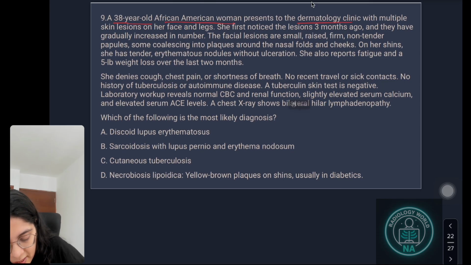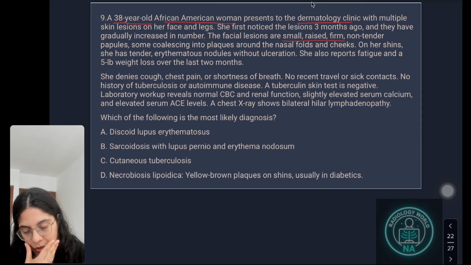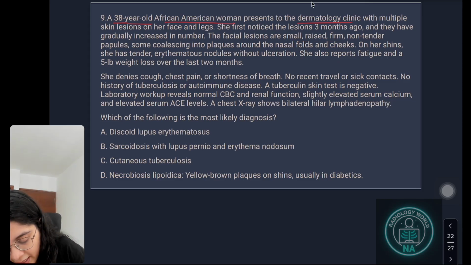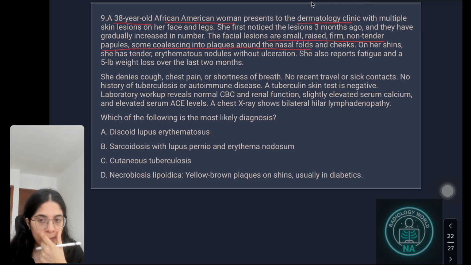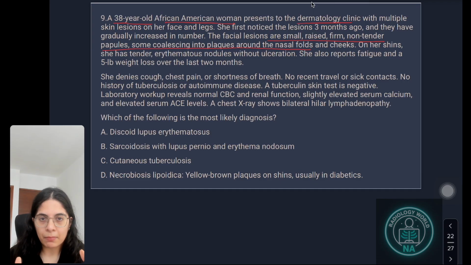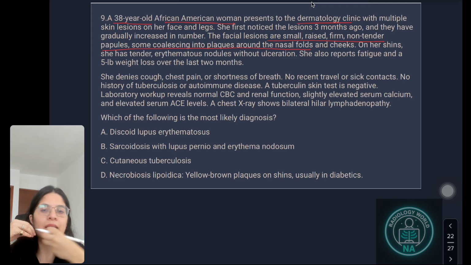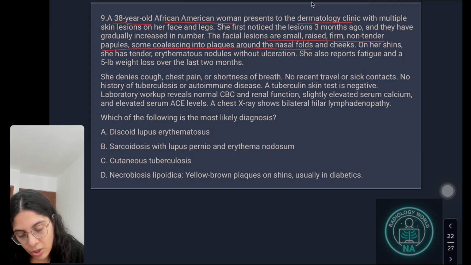The facial lesions are small, raised, firm, non-tender papules, some coalescing into plaques around the nasal folds. So basically they are talking about the lesions. They can also give you just an image. I'm being very kind. I have just included how it is presenting, but they will only give you an image in a USMLE type of question, and sometimes even in NEET PG they can test. So here there are some papules around the nasal fold region, and these are non-tender.